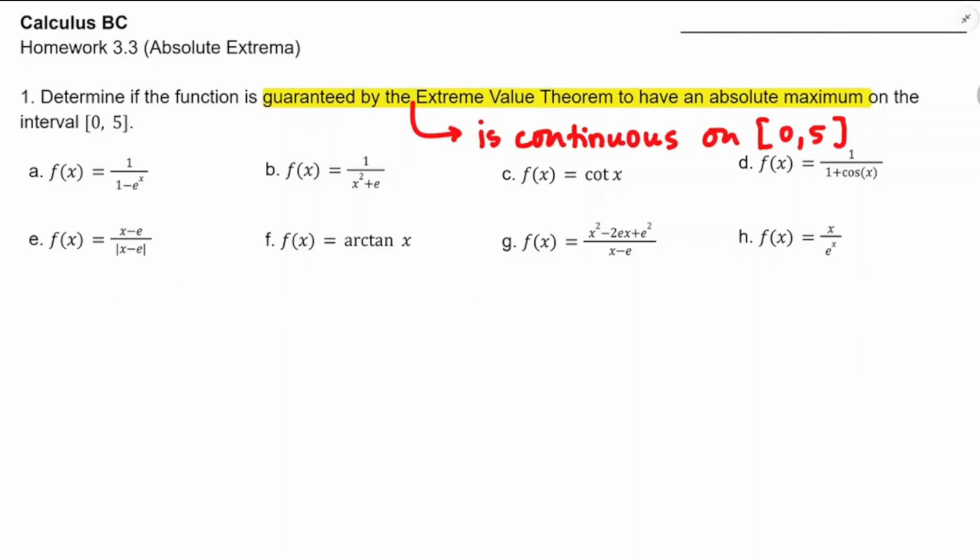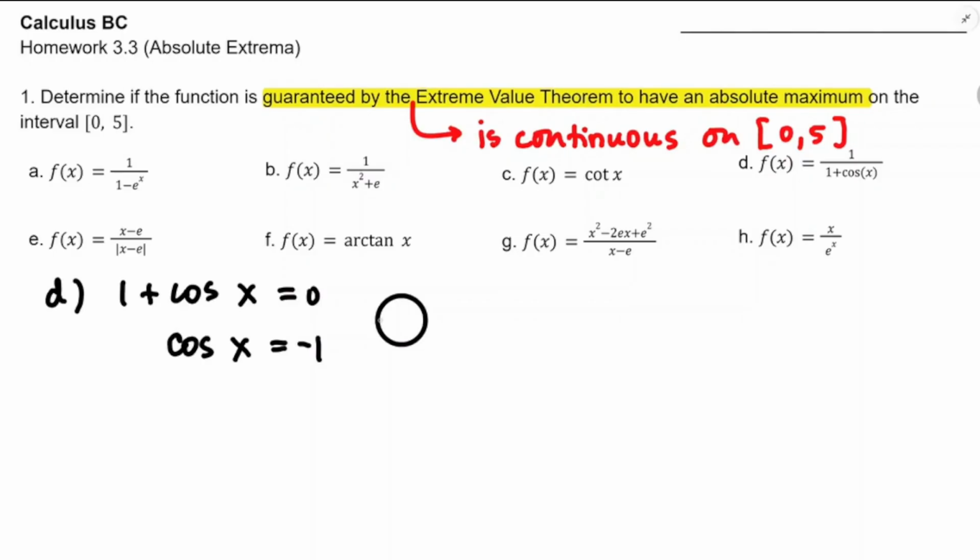All right, 1 over 1 plus cosine x. Okay, so thinking about the denominator, when would 1 plus cosine x equal 0? That would be when cosine x equaled negative 1. Okay, that'd be over here at pi, so x equals pi. That is in the interval 0 to 5. That's a discontinuity, so I'm going to say no, this function is not guaranteed to have an absolute maximum.